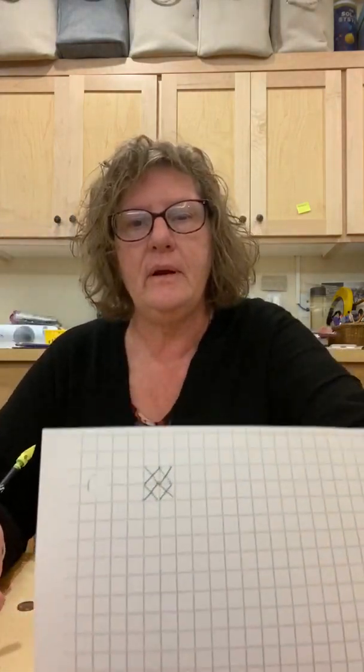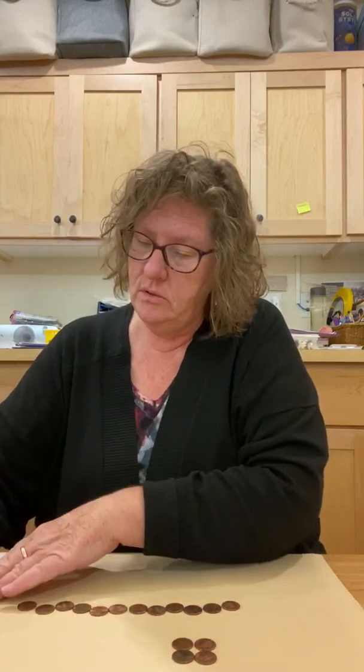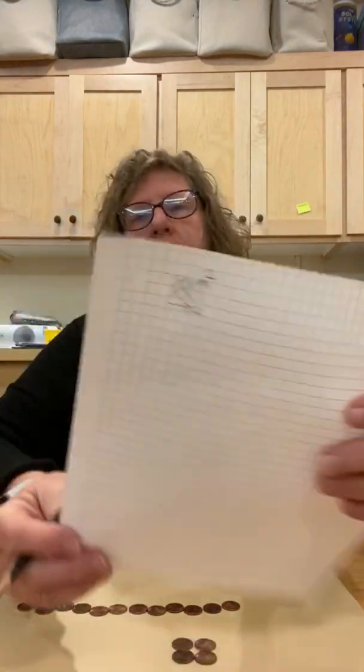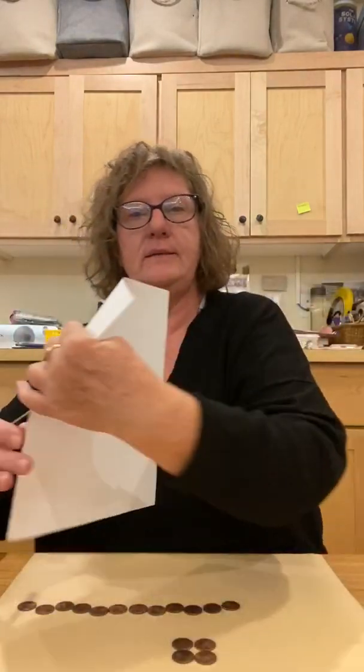So on my paper, this is what I have. Now I'm going to draw an arrow that shows I'm going to count from left to right. How many pennies do I have on the bottom part? 1, 2. So I'm going to write 2. Now I'm going to count up. I'm going to draw my arrow up, and then I'm going to count 1, 2. My square is 2 pennies over and 2 pennies up.